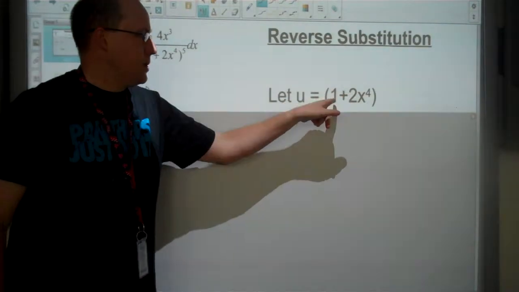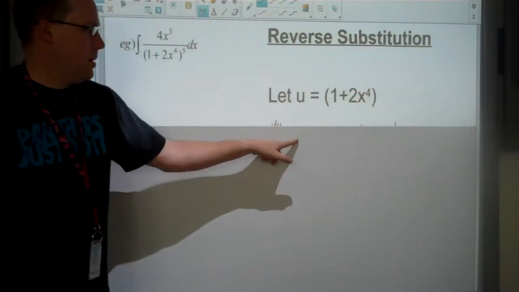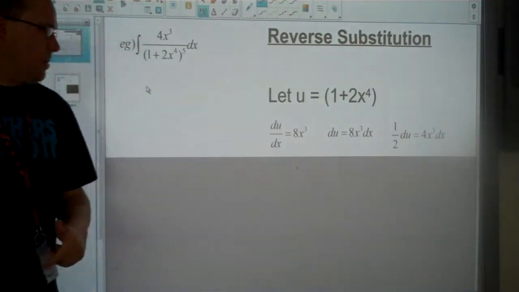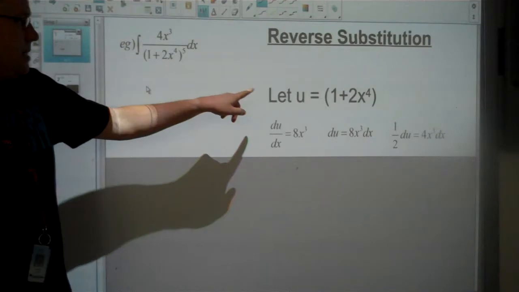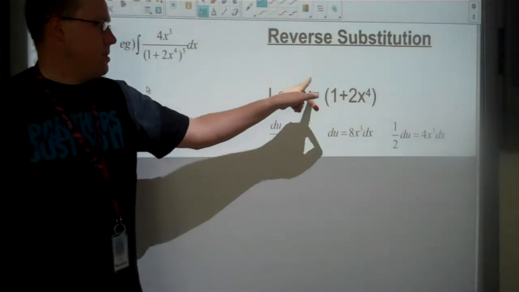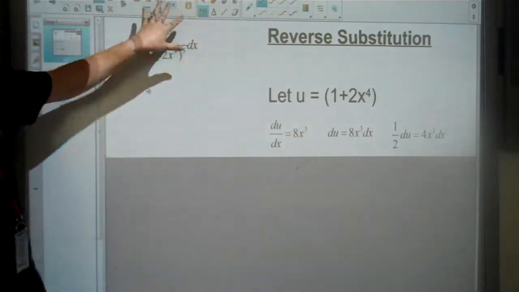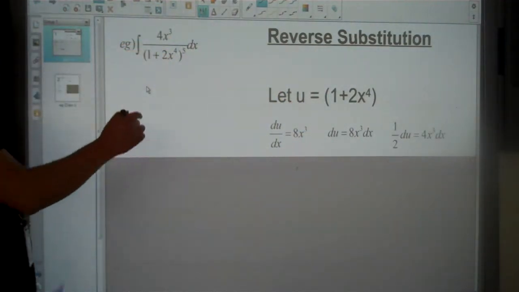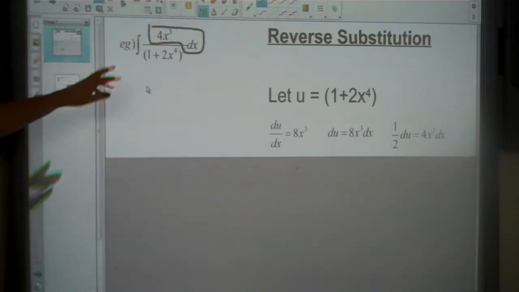So the differential of 1 is 0. This one, bring the power to the front, decrease the power by 1. So we're going to get 8x cubed. Now, slightly differently this time, we don't really want to try and solve for x here, because that's going to give us something not very nice: u minus 1 divided by 2, and then the fourth root of all that. That's not going to be very nice to substitute into here.